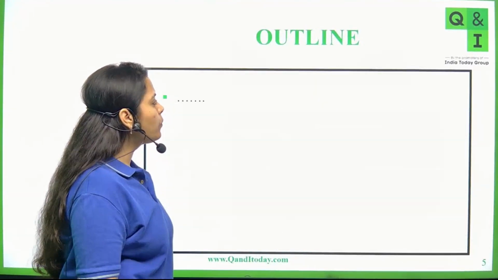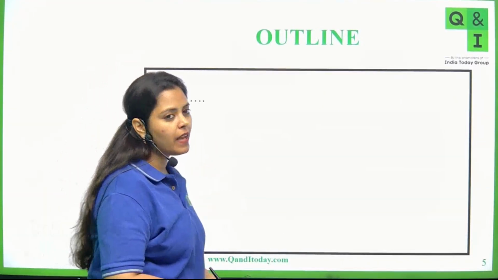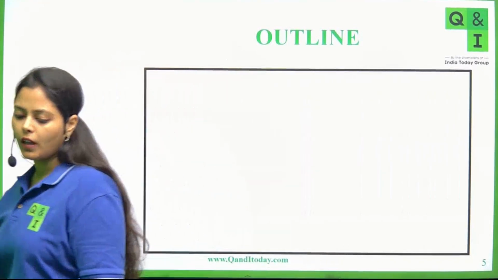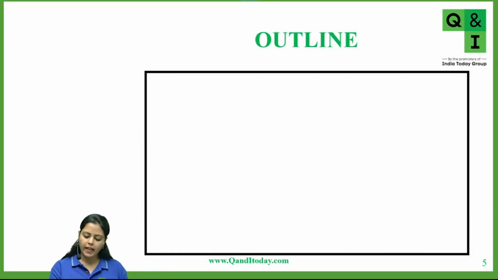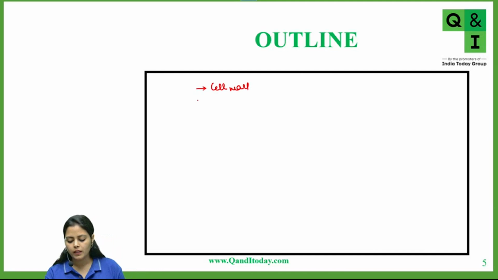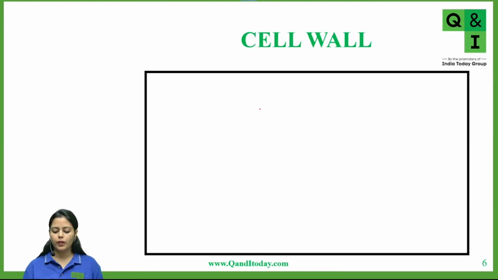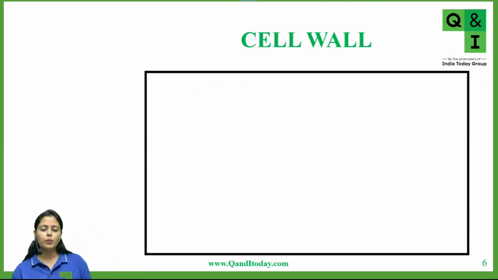Coming to the outline, what are we going to study in today's class? Just like I told you, we will be discussing the cell wall, then the cytoplasm, and also the nucleus. These three components we are going to cover in today's class. Now let's begin the class.